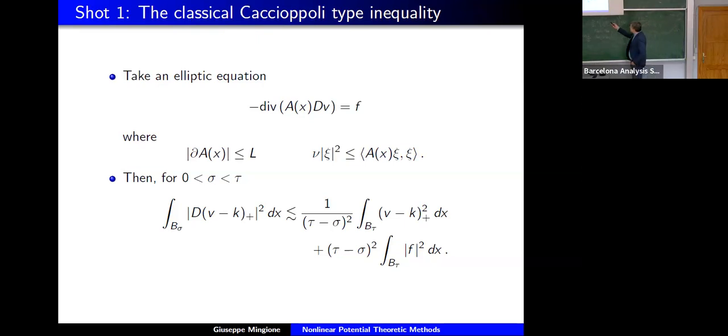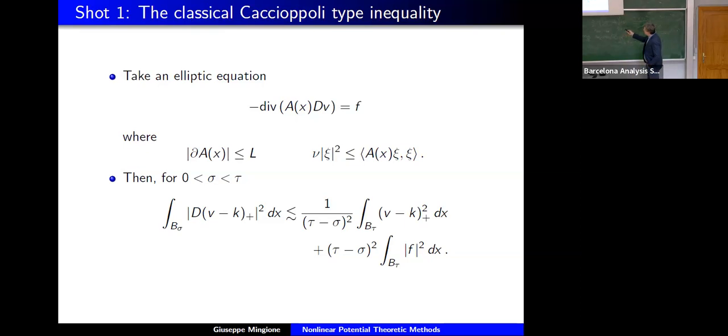The easiest possible case: linear equations with measurable coefficients. So you are in the regime of the De Giorgi-Nash-Moser theory, except for the fact that you have a right-hand side. That's why Calderón-Zygmund estimates enter the picture. Stampacchia, Calderón, and so forth.